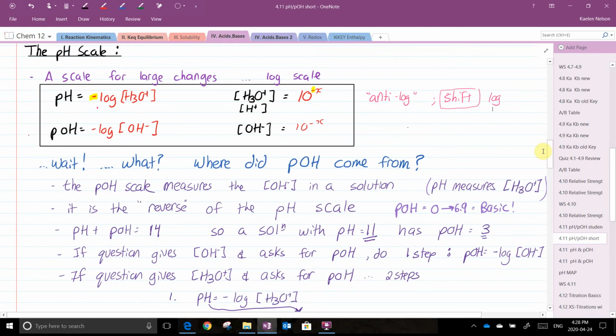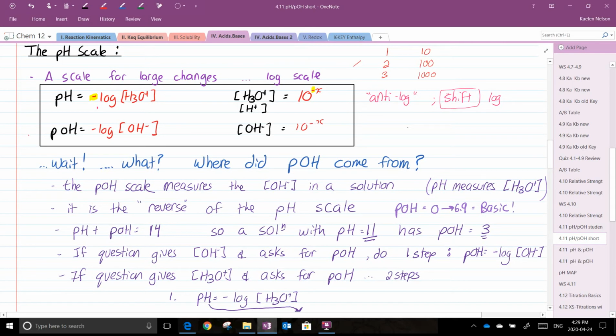So the pH scale is a scale for large changes. It's a log scale, which means it goes up in place values of 10. So step 1 on the scale would be 10, and step 2 on the scale would be 100, and 3 on the scale would be 1,000, etc. Okay, the negative in our log scale here is because our molarity numbers are generally decimals, so we need to put a negative in front or our pHs will come out negative.